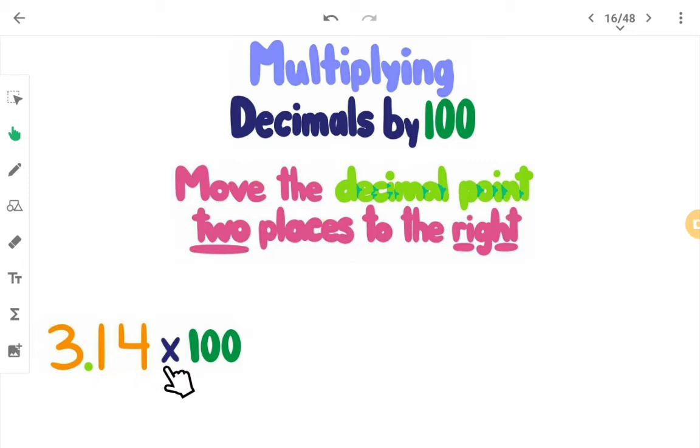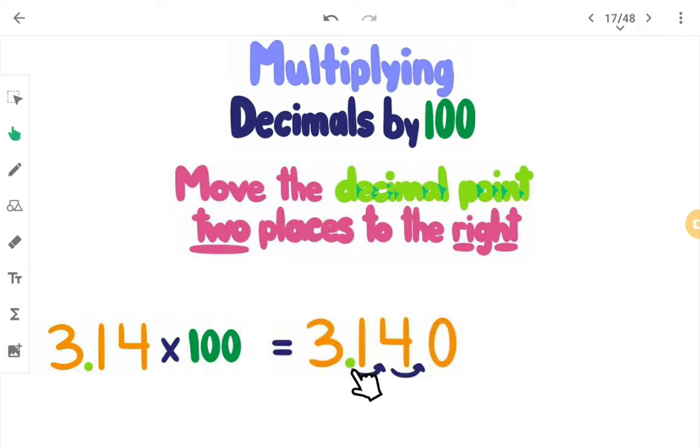3.14 into 100. How many zeros are there? 2 zeros. So, how many places am I going to move the decimal? 2 places. 1, 2. Okay, we will get the answer as 314.0. Have you understood this?